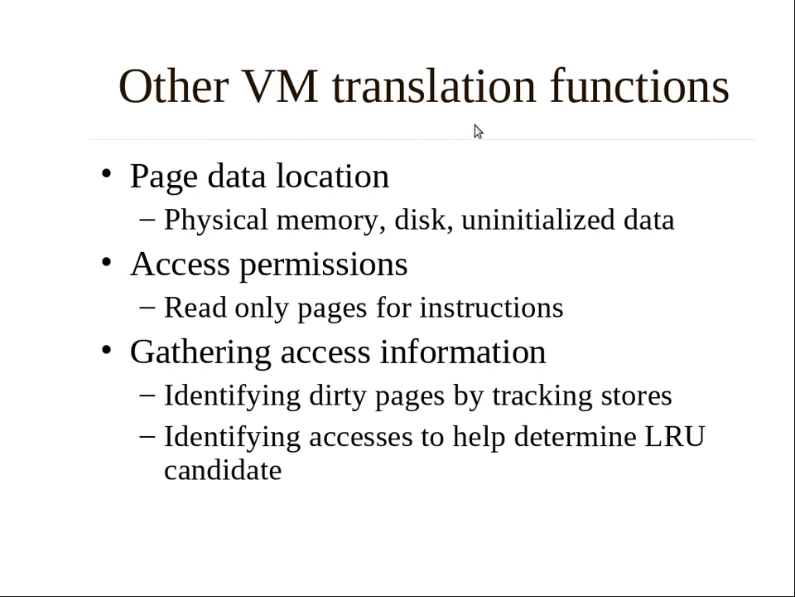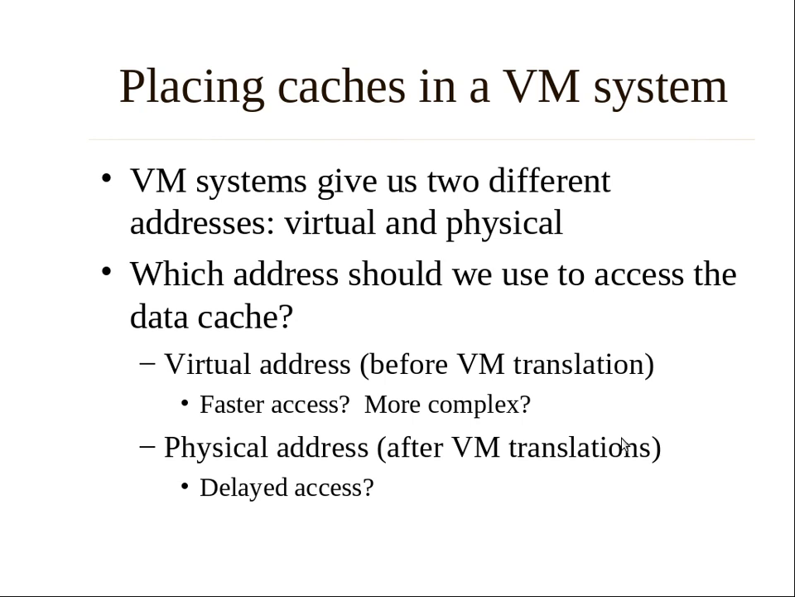Virtual memory translation. By the way, this is virtual memory, not virtual machine. The page data location, we have to keep it. Is it physical, disk, or uninitialized? That's another couple bits. We do need to keep track of access permissions because if they're not allowed to read from a certain page or write to a certain page, for example, if two processes are sharing memory but only one process should be writing to it, we need to keep track of if they're allowed to read or write to it. Also, if we need any dirty pages to write back. And of course, anything to determine LRU.